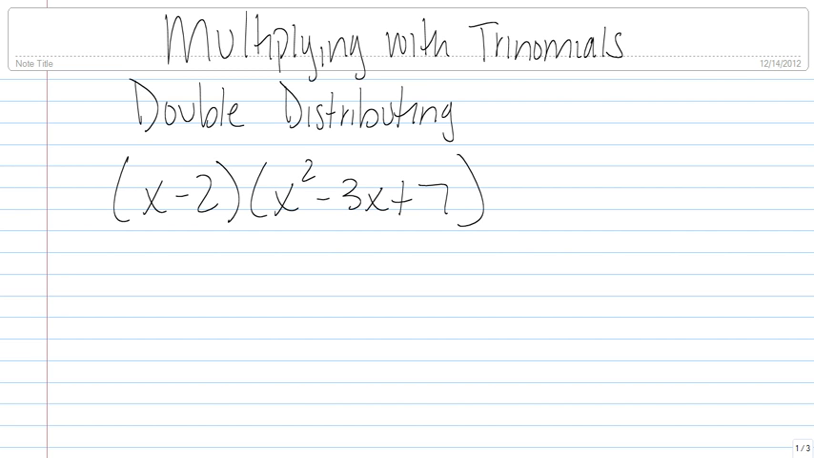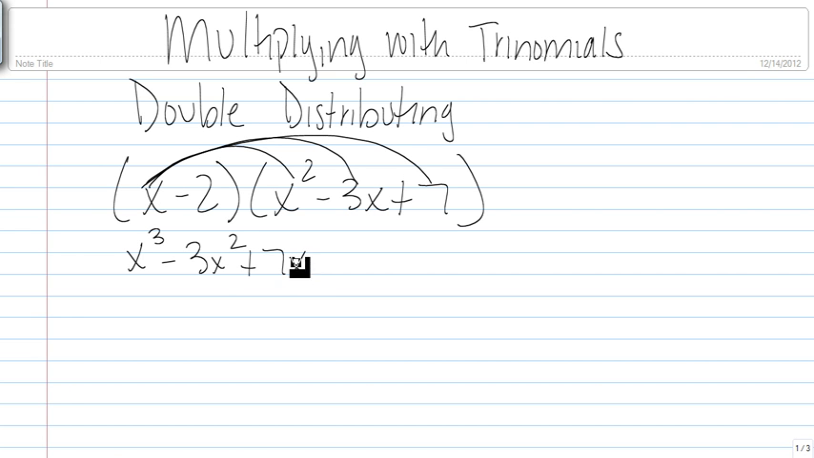Because that's what we're doing. We're double distributing. And the way you go about doing this is that you first take this x and multiply it by everything back there first. So you're going to take the x and multiply it times the x squared, which is going to be x to the third. Then take the x and multiply it times the negative 3, which would be a negative 3x squared.